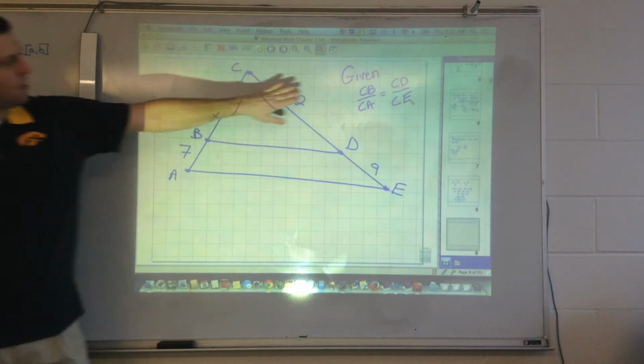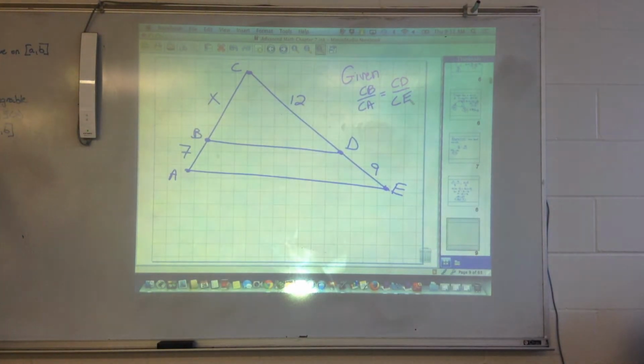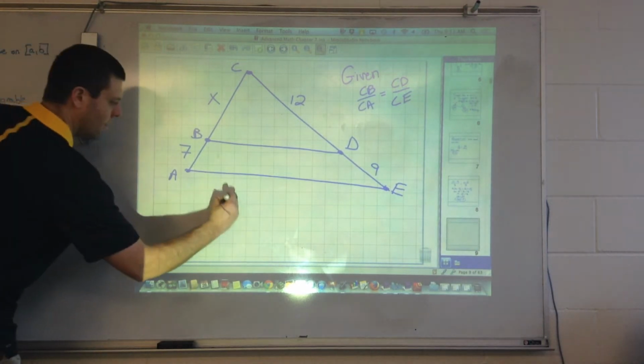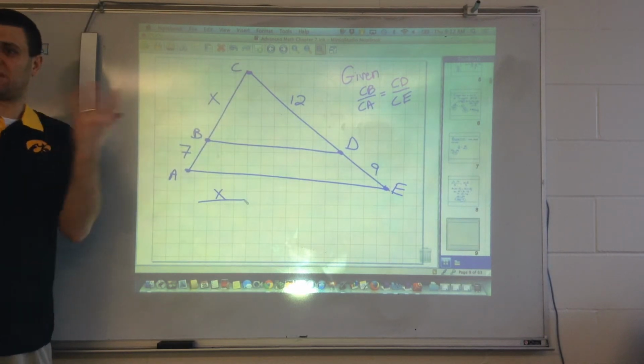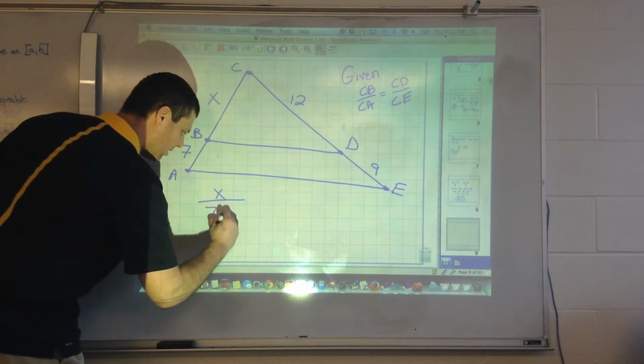So it says CB over CA. How long is CB? X units long. Okay? Absolutely. So I'll put an X in place of the CB. Here's the tricky part. How long is CA? 7 plus X. Nice, good job. You don't know how long the whole thing is, but that part's 7, that part's X, so let's add them together. 7 plus X. Awesome job.